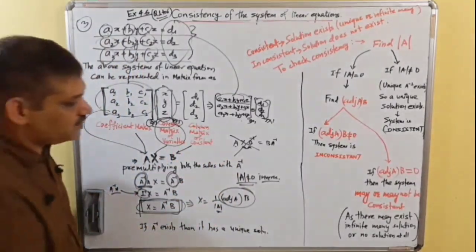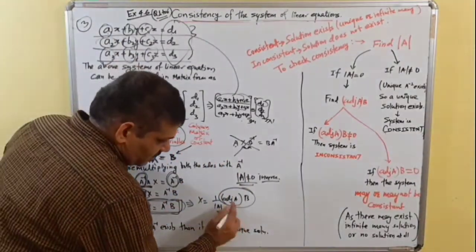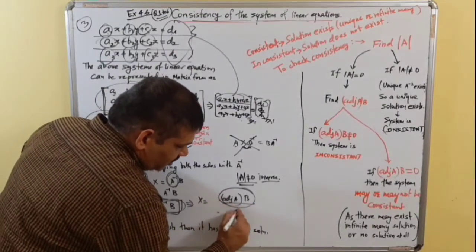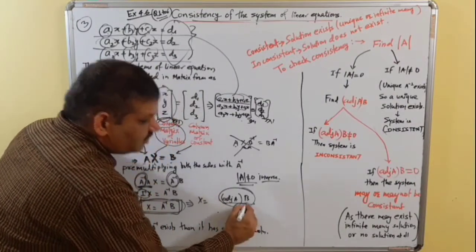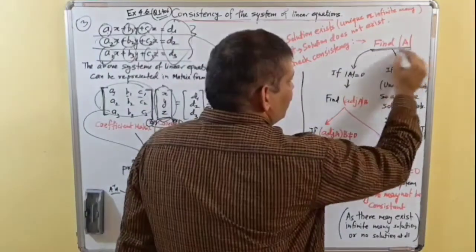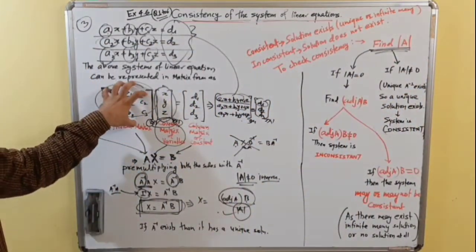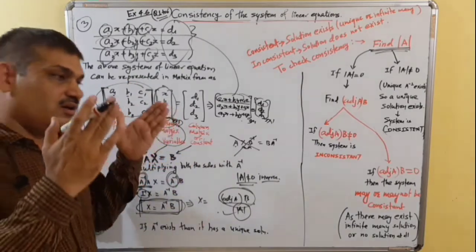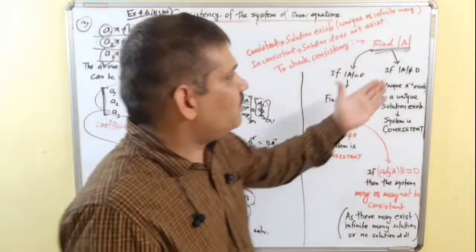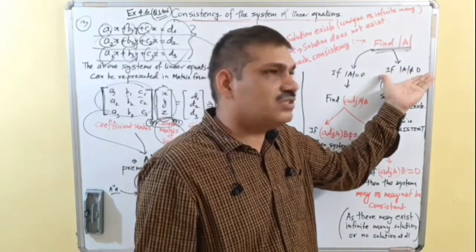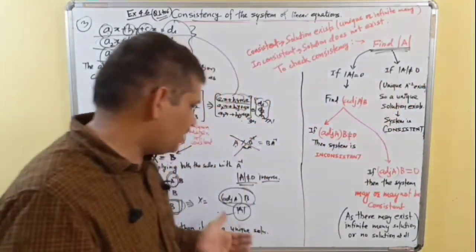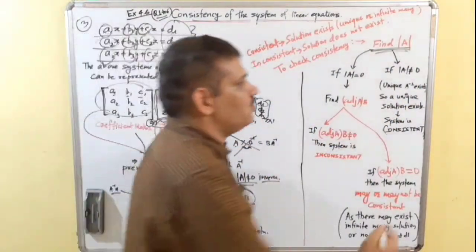Now we must discuss with the help of this. This is adjoint A into B upon determinant of A. If determinant A is non-zero, first of all we find the value of determinant A, that is the determinant of the coefficient matrix. As soon as we find the determinant of A, if it is non-zero, that means we can find its inverse, that is, a unique solution exists.